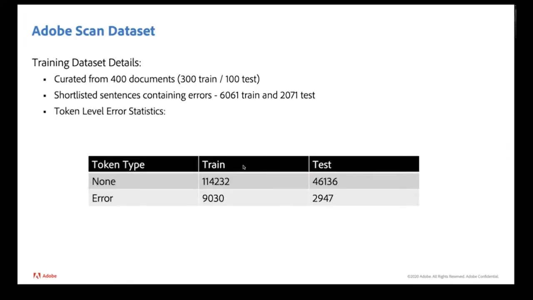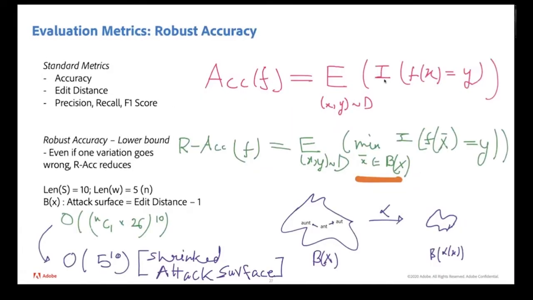These are the training data set details. From 400 documents, we end up getting lots of none tokens and 9030 erroneous tokens. The standard metrics are again accuracy, edit distance, and precision and recall. Accuracy is basically an average over the entire data set. This is an indicator function: the output of the model should be equal to whatever is in the data, the label.